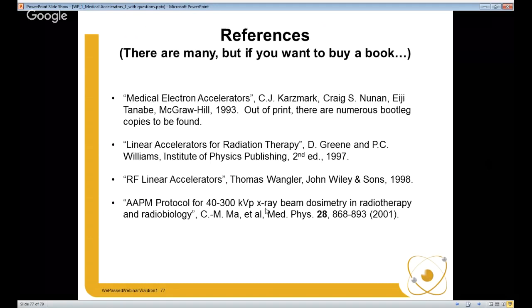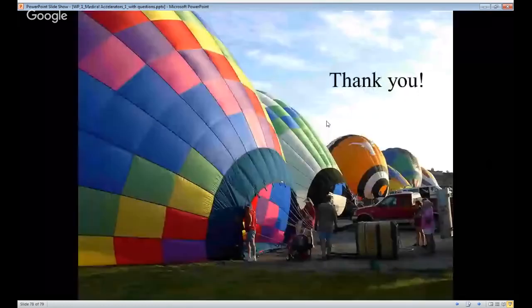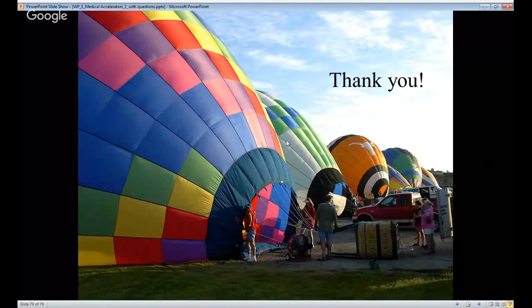If you want to know more about linear accelerators, I strongly recommend Wangler and, of course, Karsmark. There are some free resources available, and I strongly encourage you to seek these out. Both of these are very, very good texts on accelerators. Thank you all very much. And I guess if we can, we could do questions.